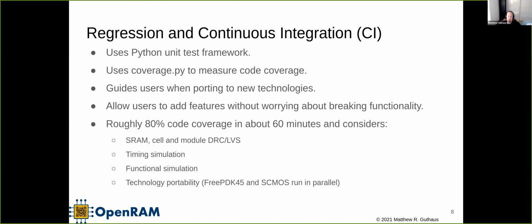regression suite. It uses the Python unit test framework and coverage metrics. We get about 80% code coverage. And I said it's 60 minutes here. Actually, switching to SICE as my main regression simulator, it goes down to about 15 minutes. Wow. I also got a big many core machine, but that's a pretty good result. And any pull request, I basically run through this flow to make sure it doesn't break other things. And that includes stuff for physical design, timing simulation, functional simulation, multiple technologies, and so on.